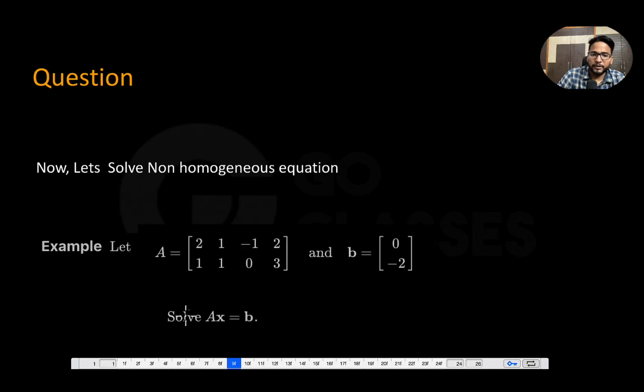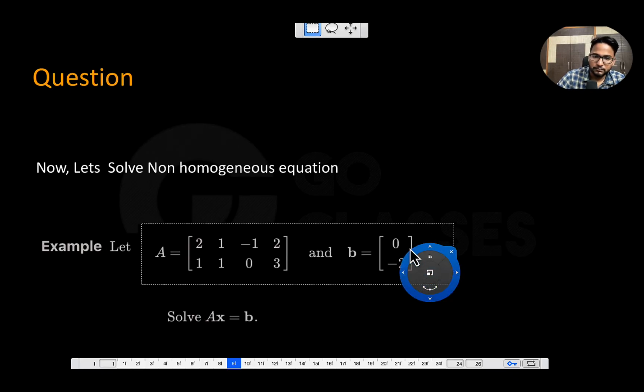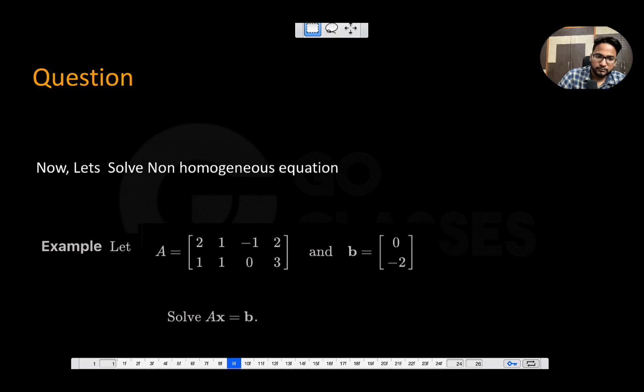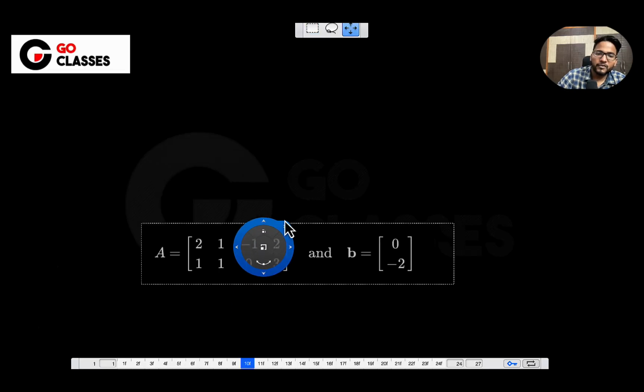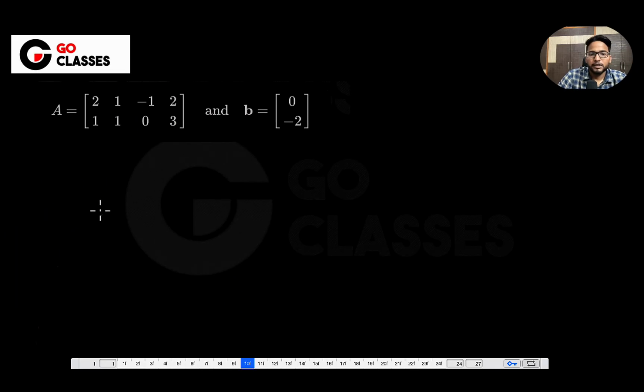Okay, let me try solving it. Maybe I can just copy it, and then let's solve it. So you have 2 here. This matrix is not that huge, so I can just write it like this: 2 1 1 1 minus 1, 0 2 3, and then 0 minus 2.